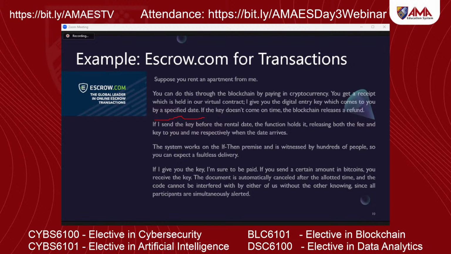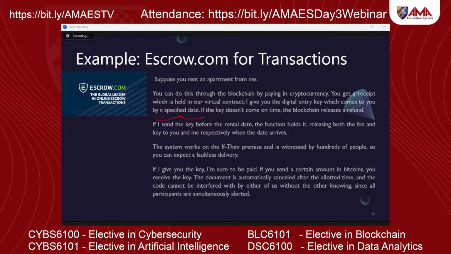Okay. If I send the key before the rental date, the function holds it. It releases both the fee and the key to you and me respectively when the date arrives. Okay. The system works on the if-then premise and is witnessed by hundreds of people. You can expect the delivery. Okay. So if I give you the key, I'm sure to be paid. If you send a certain amount in bitcoins, you receive the key. The two documents are automatically cancelled after an allotted time, and the code cannot be interpreted by either of us without the other knowing, since all participants are simultaneously alerted.